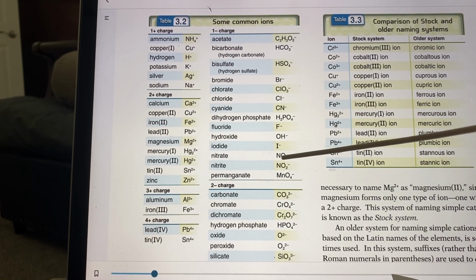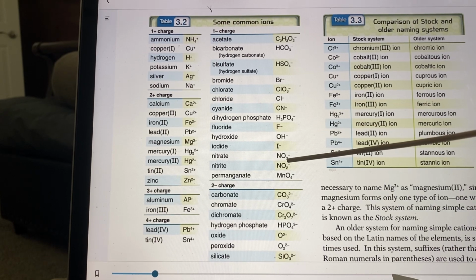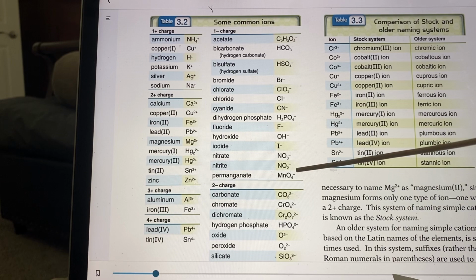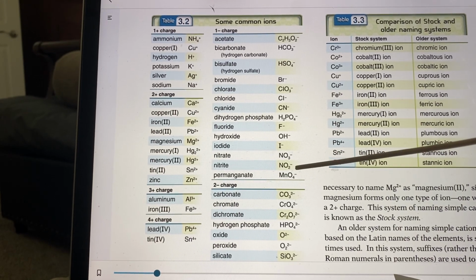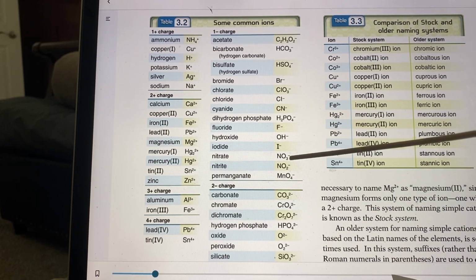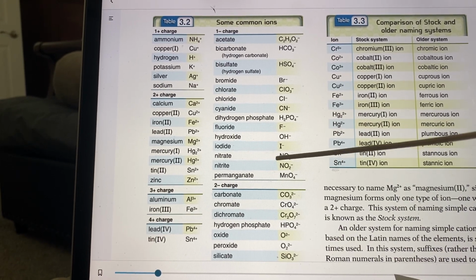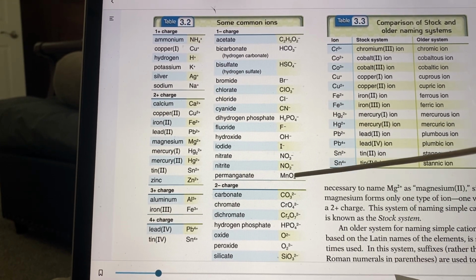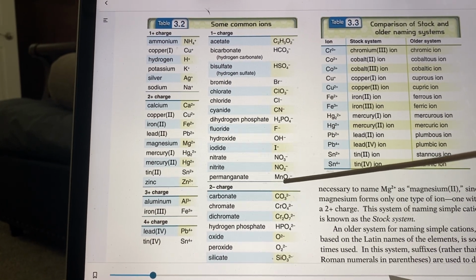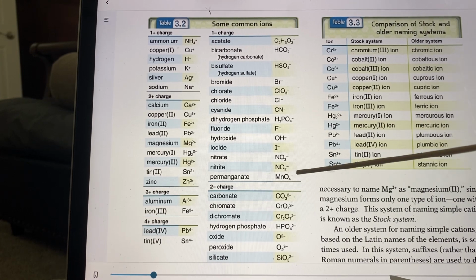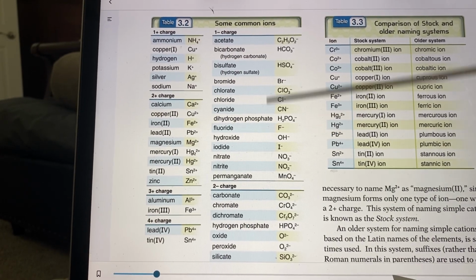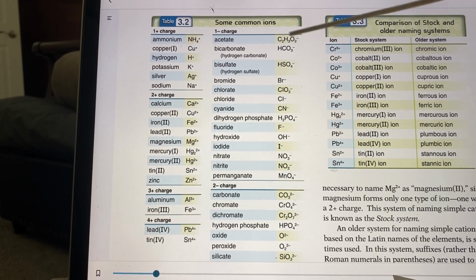Nitrate, NO3, this whole thing together is a negative charge. And nitrite is another one, but look, this is O3, which is 3 oxygens, and this is only 2 oxygens. So they're both negative charges. And permanganate there, that whole polyion has a charge of negative one. These are just one negative charge, all of these.